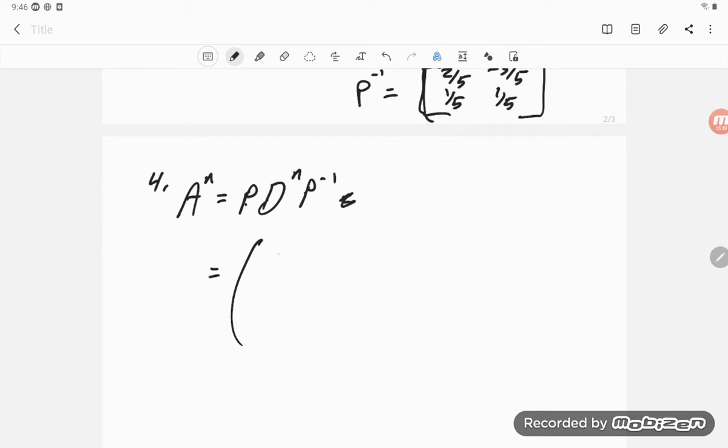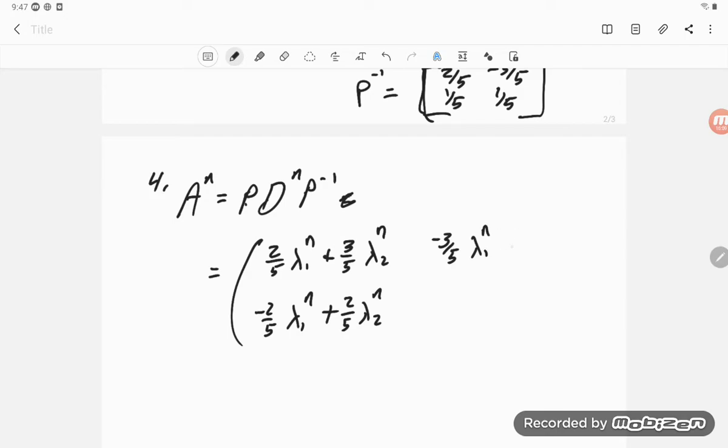So when you get this, you get 2/5 lambda 1 to the n plus 3/5 lambda 2 to the n, negative 2/5 lambda 1 to the n plus 2/5 lambda 2 to the n, and then negative 3/5 lambda 1 to the n plus 3/5 lambda 2 to the n, and finally 3/5 lambda 1 to the n and plus 2/5 lambda 2 to the n.